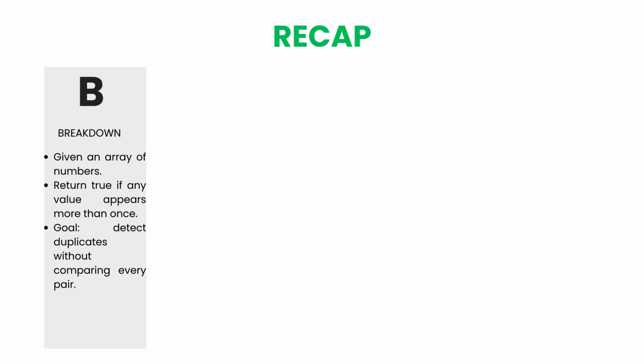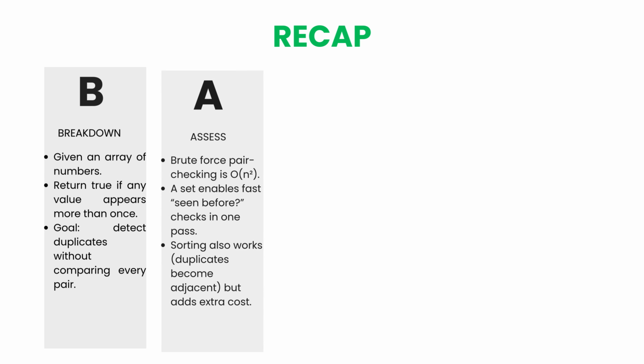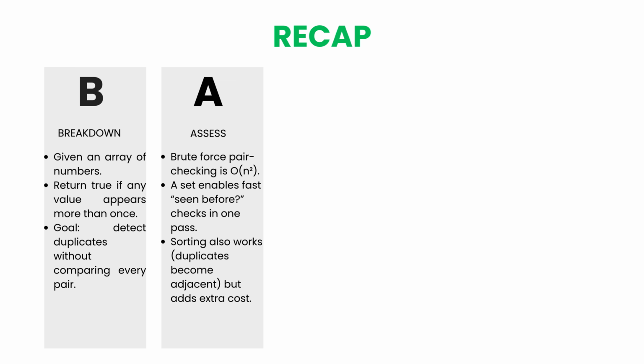Let's recap contains duplicate. It's a quick problem, but it's a strong check on whether you can detect repetition efficiently instead of relying on slow comparisons. You're given a list of numbers, and the task is to determine whether any value appears more than once. Conceptually, this is about spotting duplicates without having to compare every number against every other number. We looked at the brute force idea of checking all pairs and saw why it doesn't scale well. Then we moved to optimized strategies, using a set for fast "have we seen this before" lookups, and also recognizing that sorting can work by placing equal values next to each other, though it adds extra overhead.